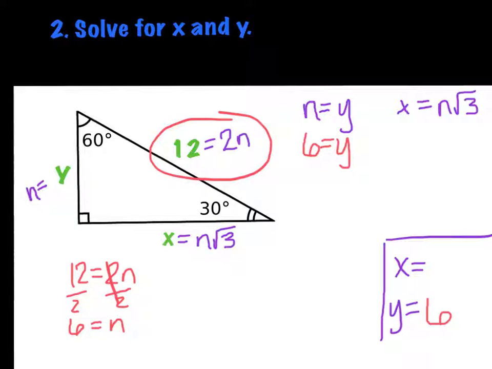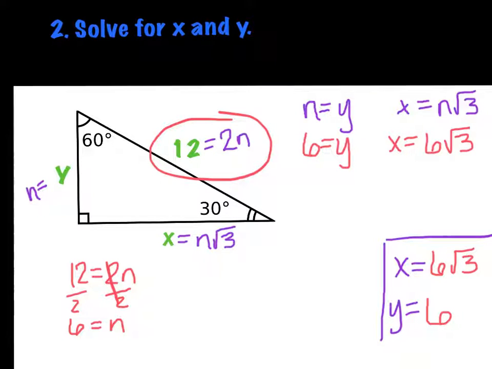Okay, so back over here to x. So for x, all we need to know is what is n again. So we just put a 6 right here. So we know that x is going to equal 6 times the square root of 3. So we were able to solve a right triangle without the Pythagorean theorem. Pretty cool.